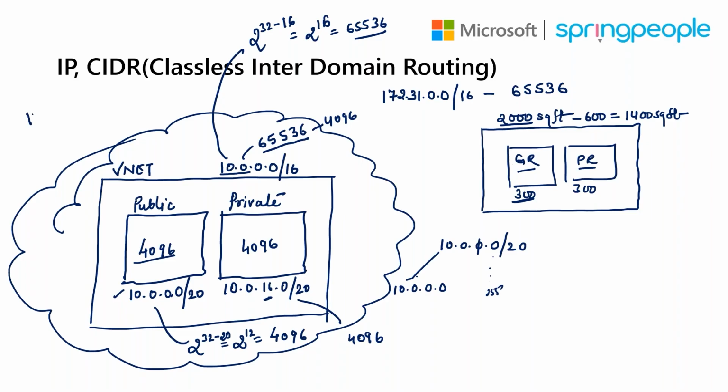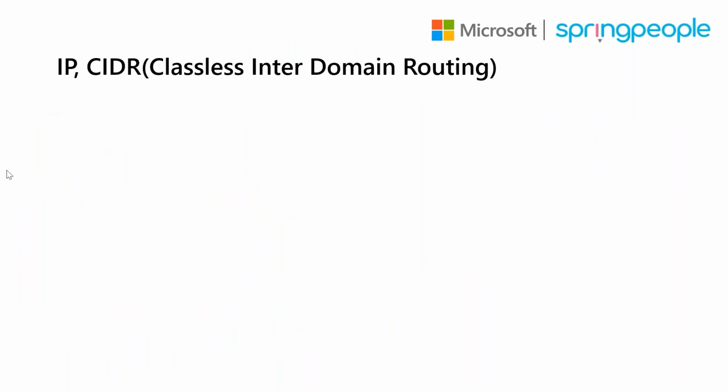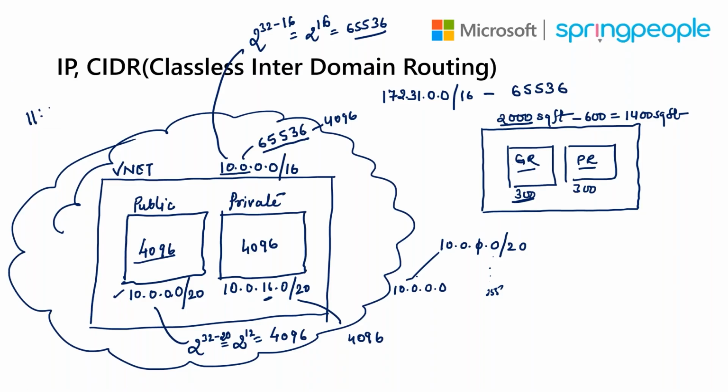Have you seen a digital watch? 10:58, 10:59. Has any one of you seen 10:60? I have never seen 10:60. After 10:59, I see 11:00. Same is with here. So you start counting 4,096 IPs.